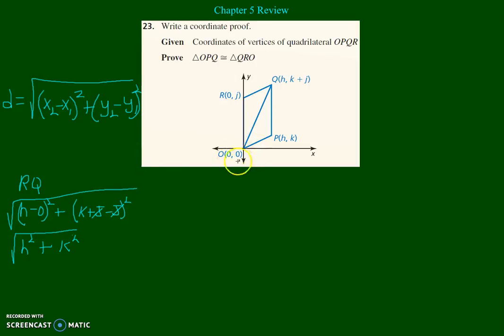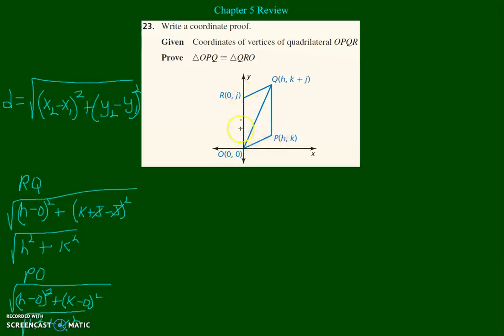Alright, now let's do PO. So PO is going to be h minus 0 squared plus k minus 0 squared, and we take the square root of that whole thing, and then h minus 0 squared is just h squared. K minus 0 is just k squared, and we take the square root. Okay, at this point we have RQ is the square root of h squared plus k squared, and PO is the square root of h squared plus k squared. They're the exact same value. So we've just shown that this side is in fact congruent to that side.